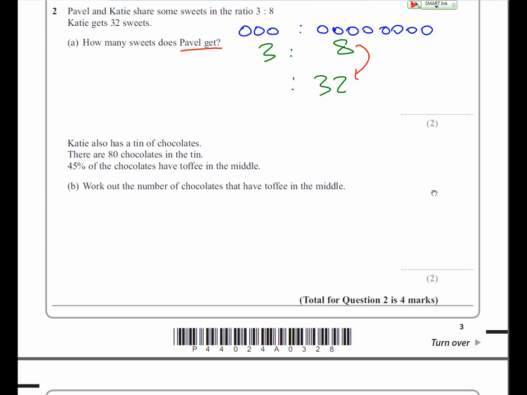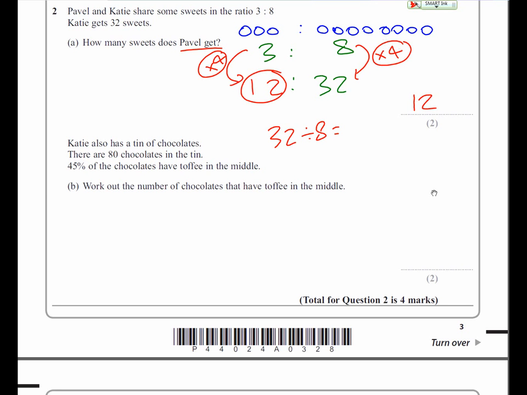So, to get from 8 to 32, how many lots did we need to do? What did we times by? You've got your calculator, so you can figure this out by going backwards, doing 32 divided by 8, and that's going to give you 4. You might have been able to do that in your head. So we times this side by 4 as well. We can simplify ratios just like we simplify fractions, to give you that Pavel gets 12 sweets.